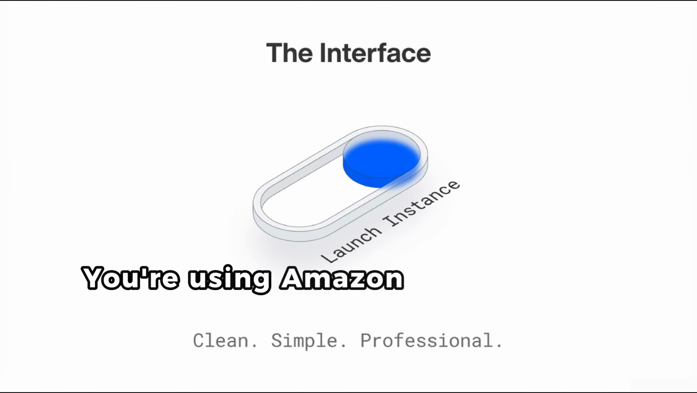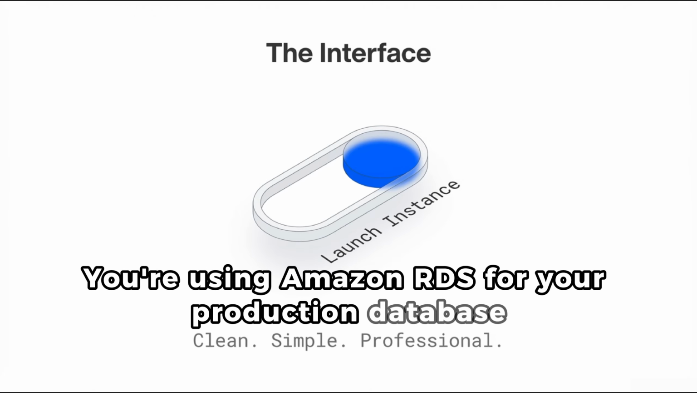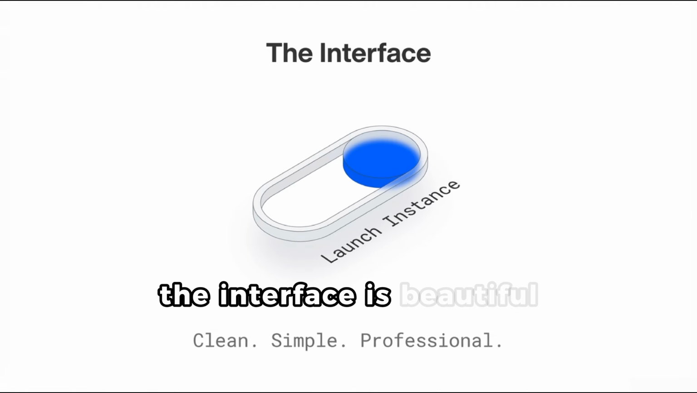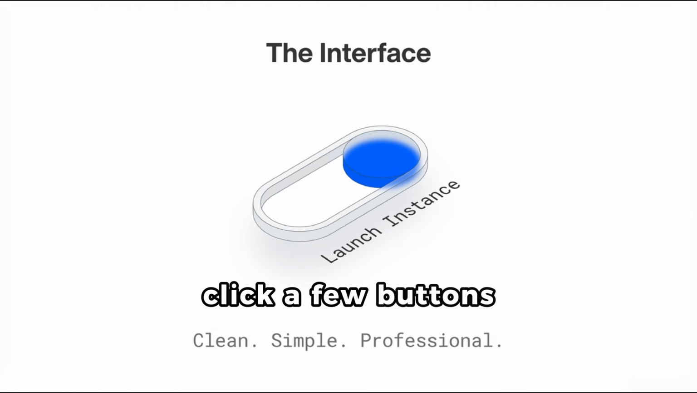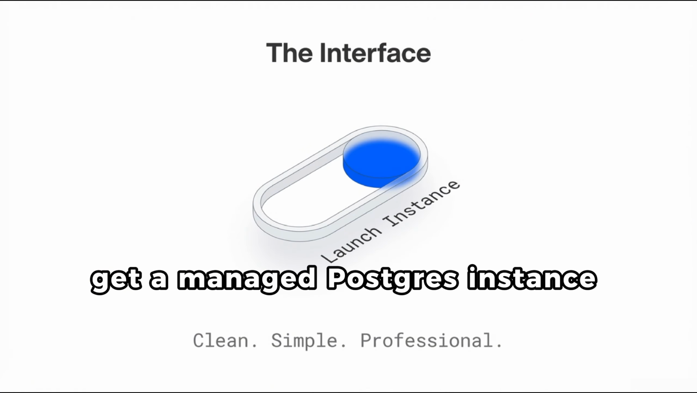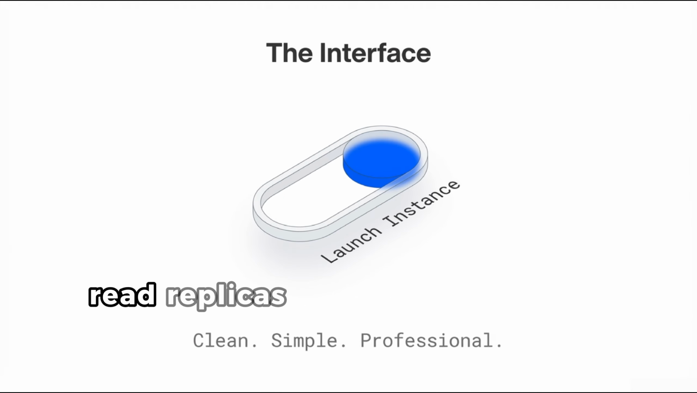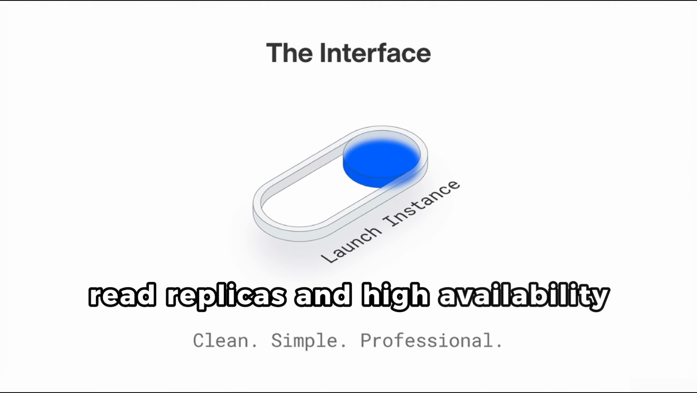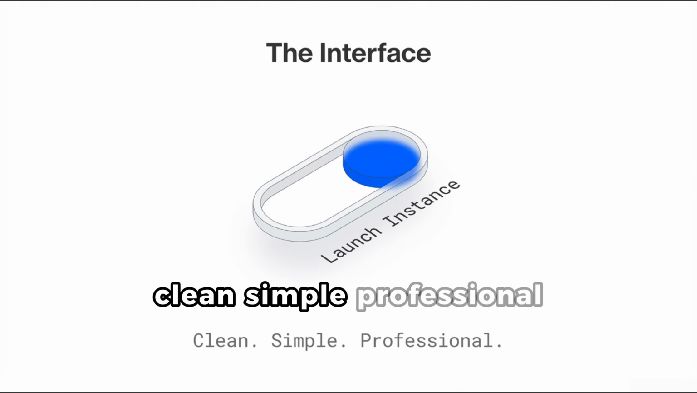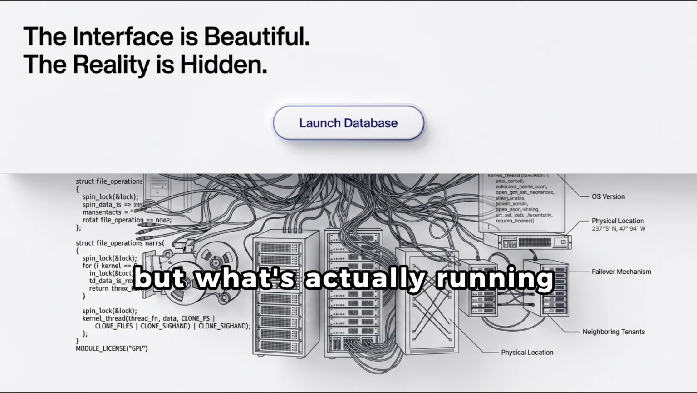You're using Amazon RDS for your production database. The interface is beautiful. Click a few buttons, get a managed Postgres instance with automated backups, read replicas, and high availability. Clean, simple, professional. But what's actually running underneath?